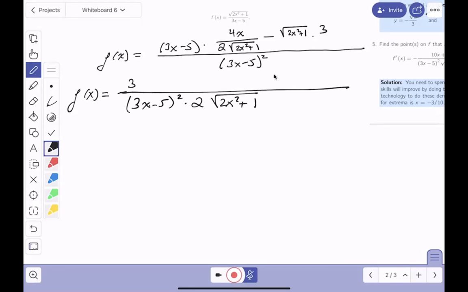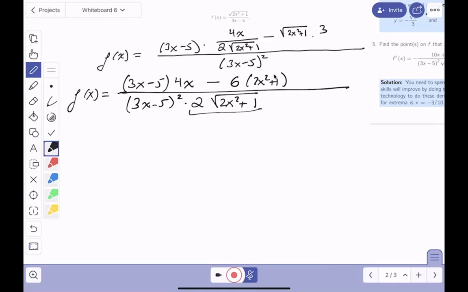So what do you get? You would get 3x minus 5 times 4x, because if I multiply this first term by what I said I was multiplying by, that bottom would disappear. Then what do I get? Minus, or multiplying by 2, right? So I get 6. Well, if you multiply the root of 2x squared plus 1 times the root of 2x squared plus 1, you get 2x squared plus 1. Wow, that looks pretty easy.